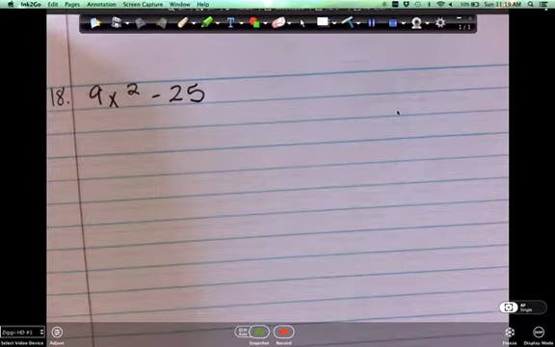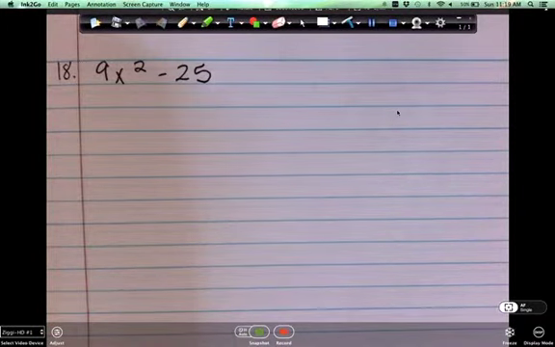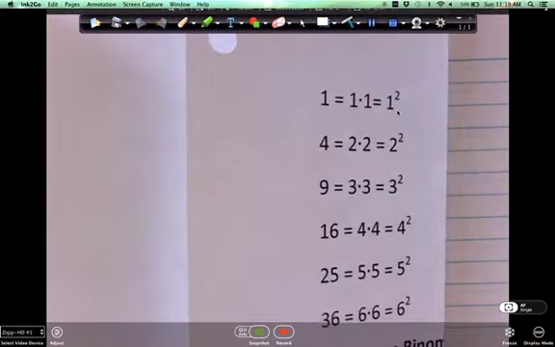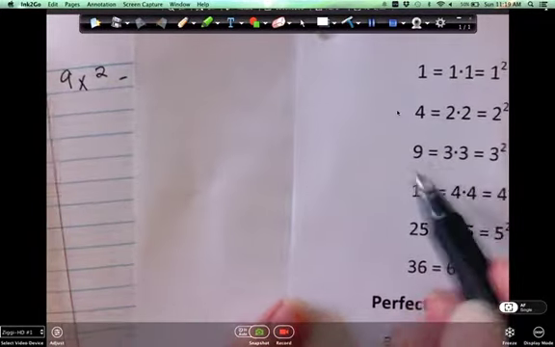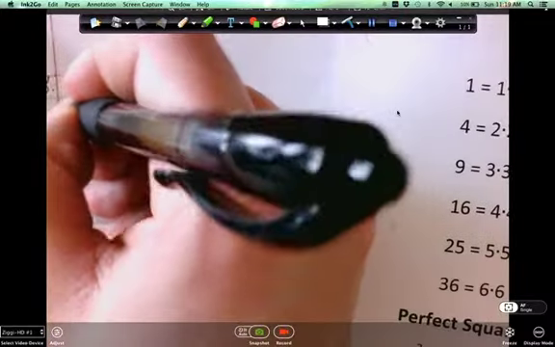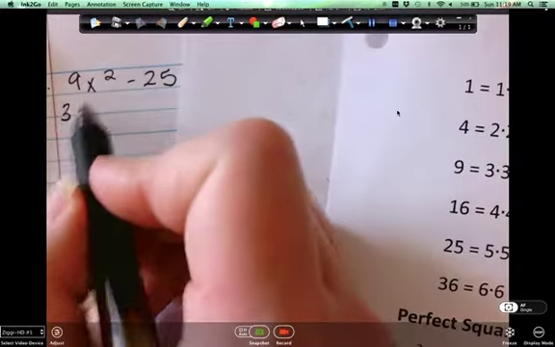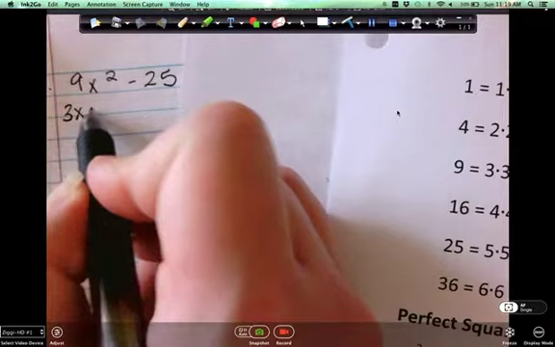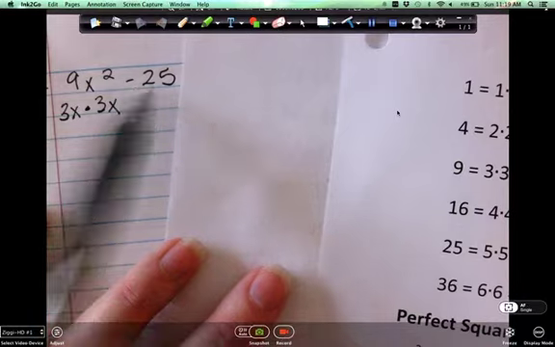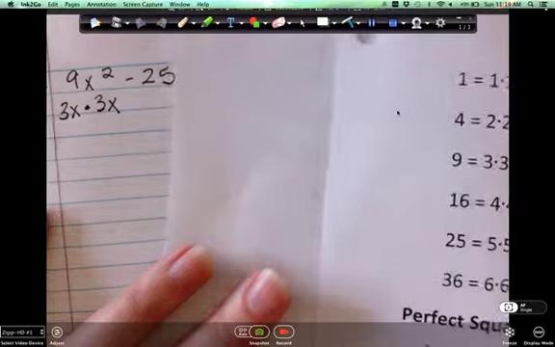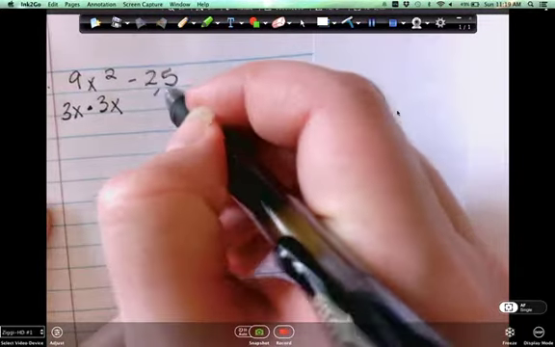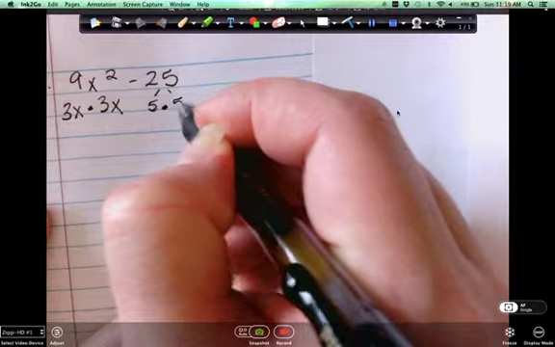All right, number 18 says 9x squared minus 25. So what I have to do is get my perfect square sheet over here, and I'm going to look and see what the numbers are that I'm going to multiply in order to get these perfect squares. So here I have 9 as the perfect square of 3 times 3. X squared is the perfect square of x times x. So that translates to 3x times 3x. Now here I have negative 25. 25 is the perfect square of 5 times 5. So this breaks down to 5 times 5.